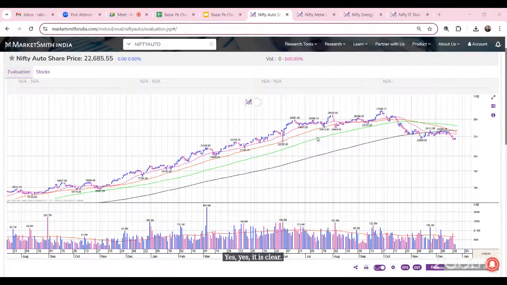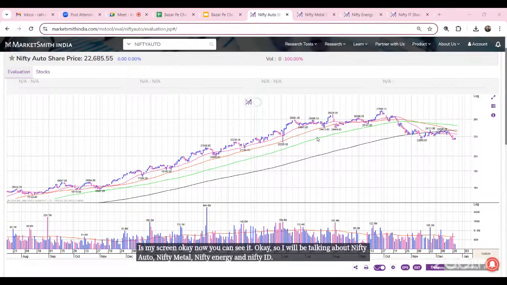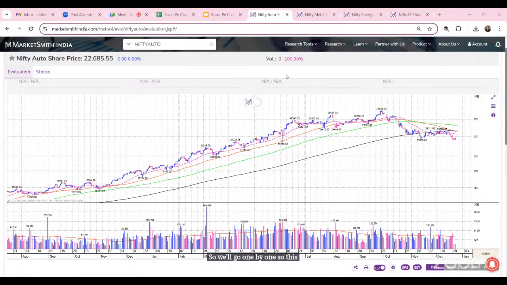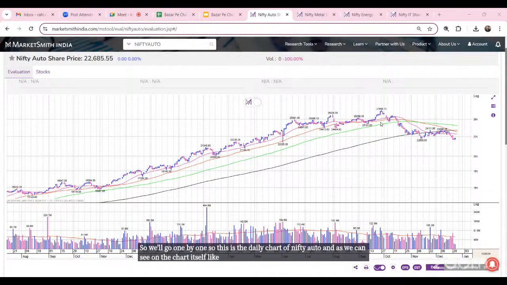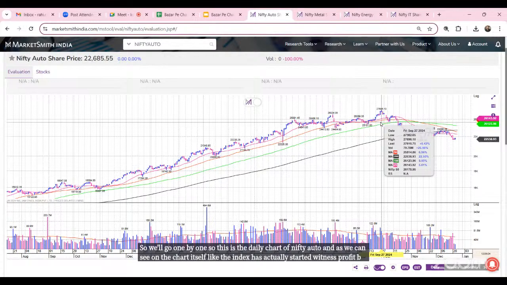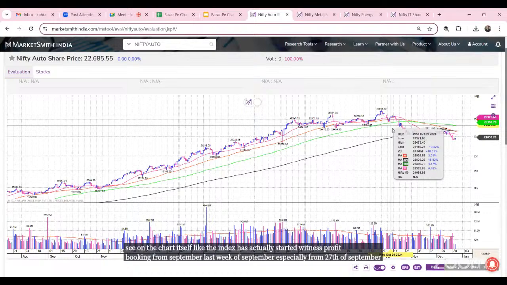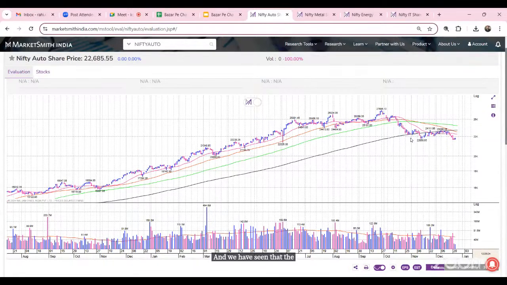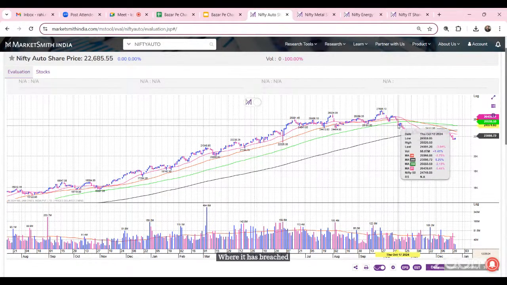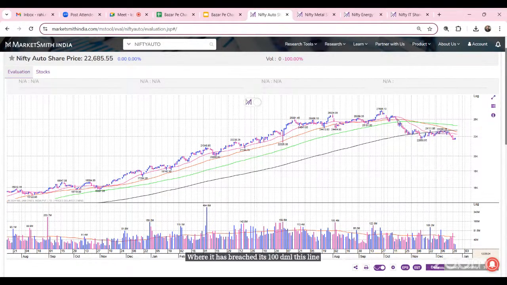Okay, so I will be talking about Nifty Auto, Nifty Metal, Nifty Energy, and Nifty IT. We'll go one by one. This is the daily chart of Nifty Auto, and as we can see on the chart itself, the index has started witnessing profit booking from September, the last week of September, especially from 27th September. The index has gone through a lot of volatility, where it has breached its 100 DMA, this line, even the 50 DMA red line, and then it has also breached its long term 200 DMA as well.